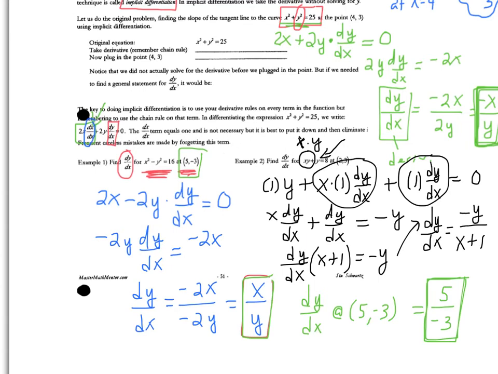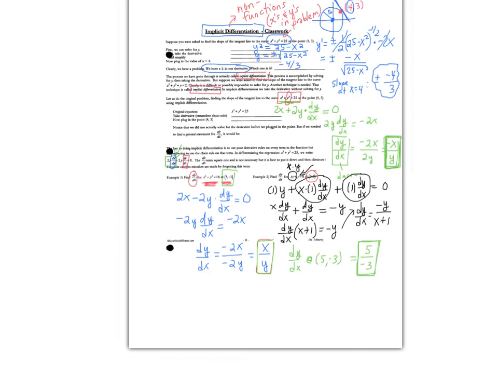Now the problem wants me to find the derivative at the point (2, 3). So dy/dx at (2, 3), well, I'm going to plug in 2 for x and 3 for y, so this would be negative 3 over 2 plus 1, so negative 3 over 3, so negative 1 would be my answer.